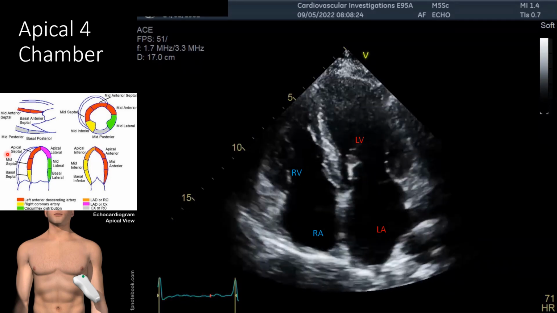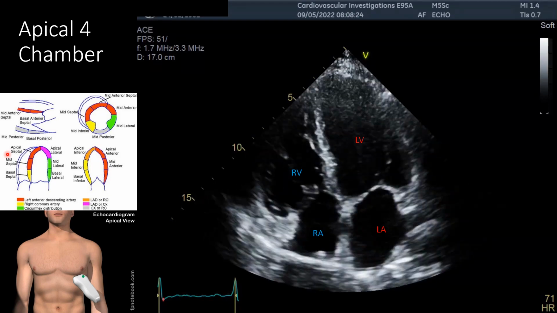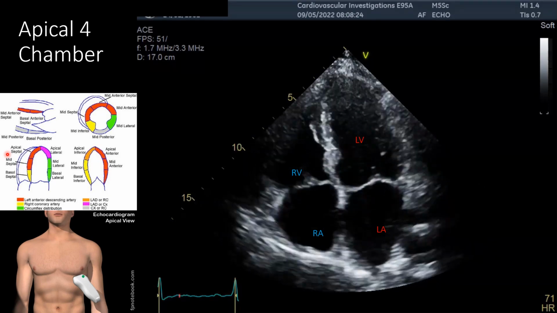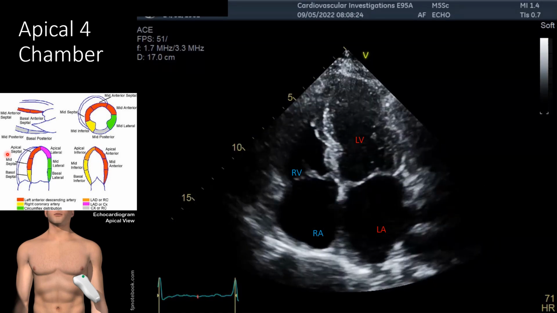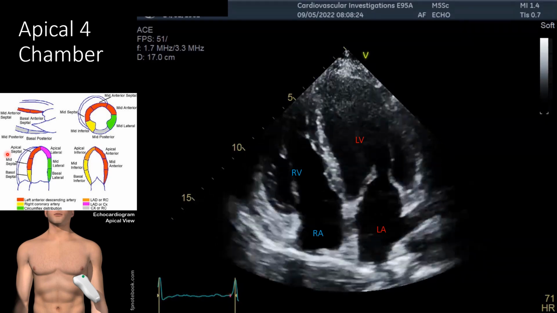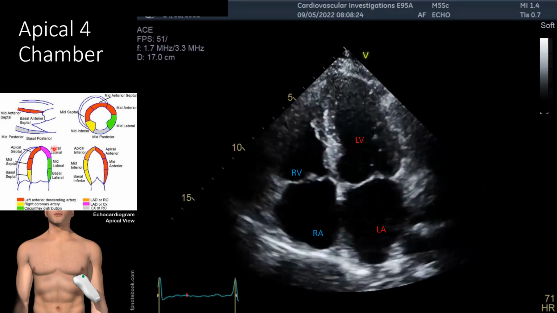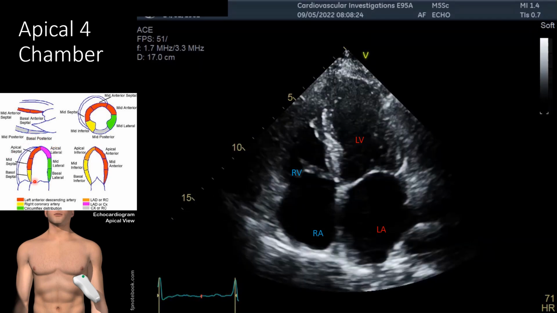And the four-chamber view shows the left and right ventricles and the left and right atria below them, separated by the mitral and tricuspid valves. We can interrogate for regional wall motion abnormalities in this view of the lateral walls and the septal walls.